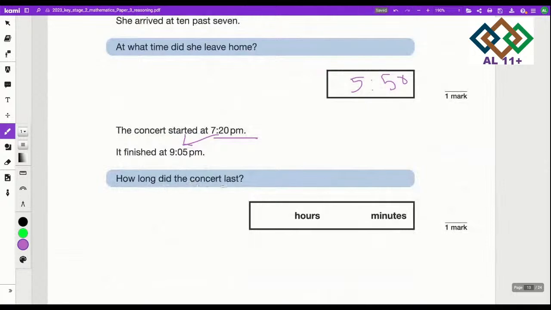9:05. So how long did the concert last? So they're asking you how many hours and minutes. So it's 7:20 to 8:20 to 9:05. So that's 1 hour, and you can just calculate how much it is. How many hours does it last if it finishes at 9:05? So how many hours does the concert last for?